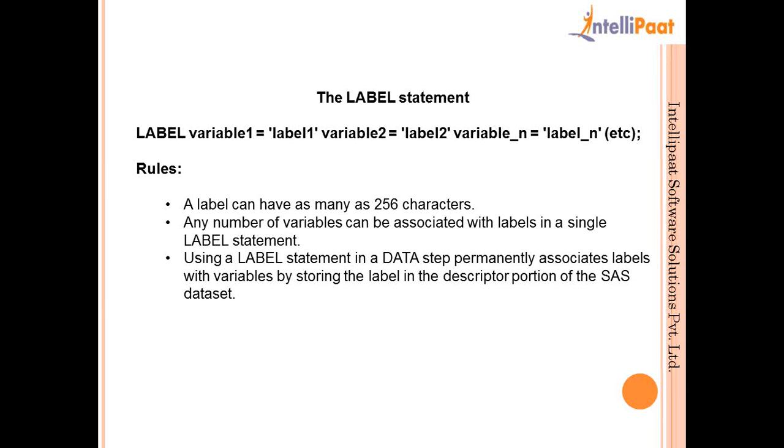That means if you have n number of variables in a data set, in a single statement you can apply a label for each and every variable. Now, using the label statement in a data step permanently associates the label with the variable by storing the label in the descriptor portion of the SAS dataset. Storing, not sorting. So what does it mean? I'll tell you how to use these labels in two different ways, and then it would be easier to understand and remember.